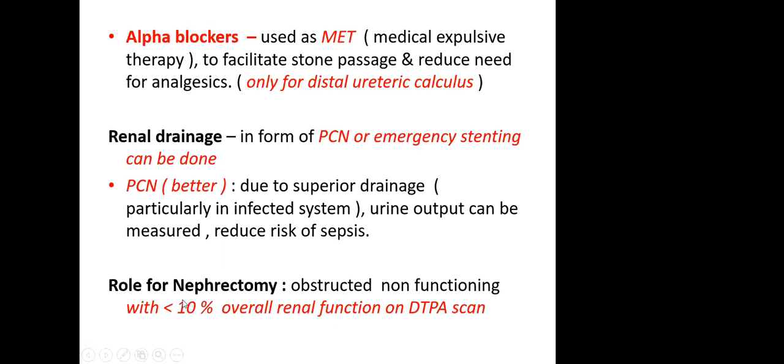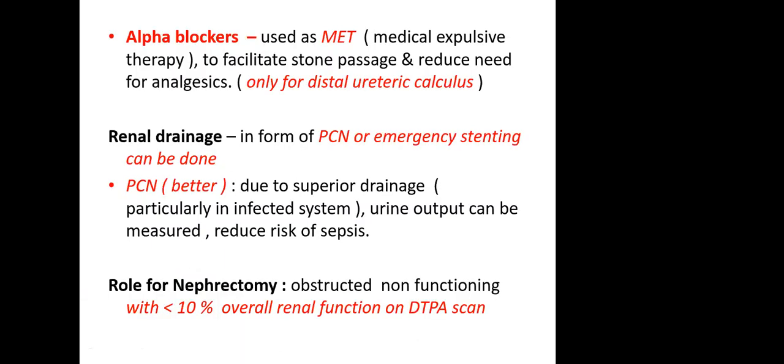What is the role of nephrectomy in obstruction? As I already told, when you do not treat either a unilateral or bilateral obstruction, even after 6 weeks the kidney function will almost be gone. Whenever the function is less than 10% on a DTPA scan, this is an indication for nephrectomy, because whether you relieve the obstruction or not, the kidney function is almost lost. So that is about the physiology of urinary tract obstruction.